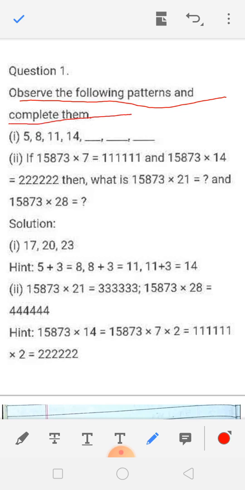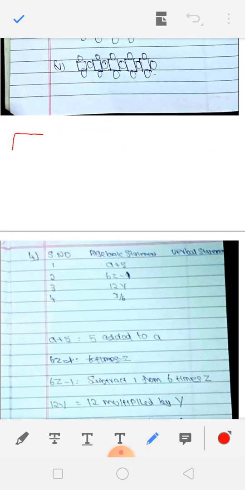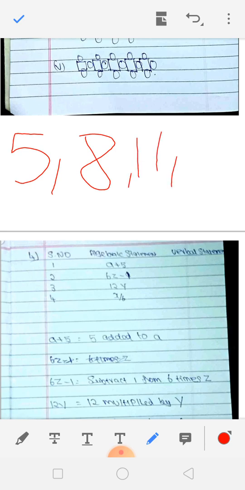Look at the pattern 5, 8, 11, 14, and what about the next three terms? Okay, 5, 8, 11, 14. Wait, look here. 5, 8, 11, 14. What is the difference between these two? 3 only. Okay, so how do I find out the difference?